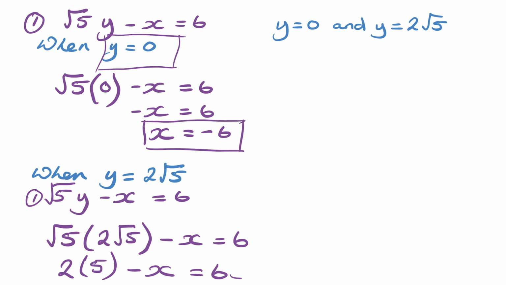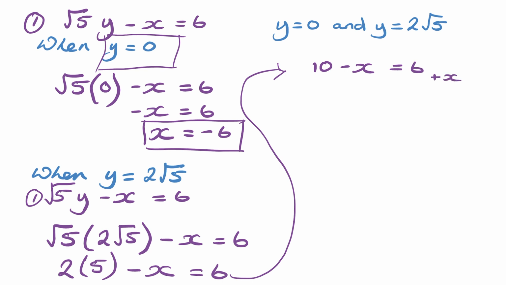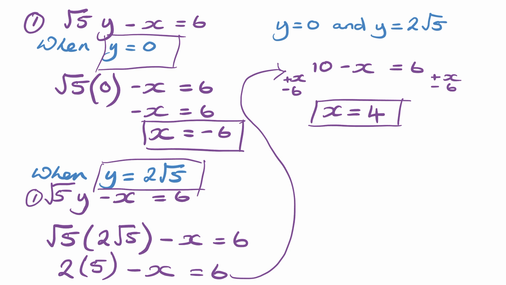I'm going to take this up here for you. 2 multiplied by 5 is 10, minus x equals 6. We add the x, so we move it over to the other side, and we subtract the 6. We end up with x equals 4 when y is 2 root 5. So there's our pair of solutions.